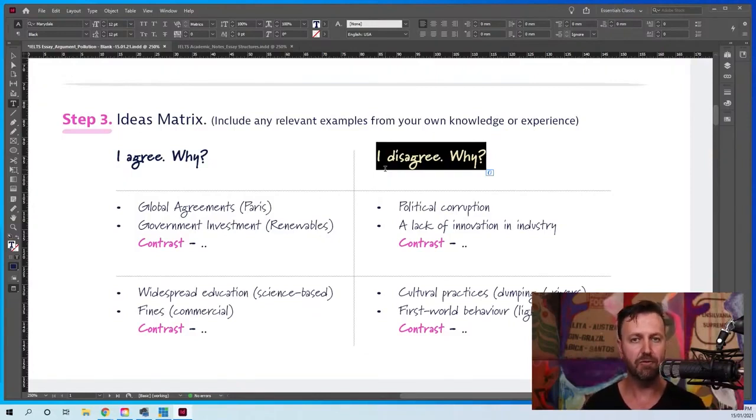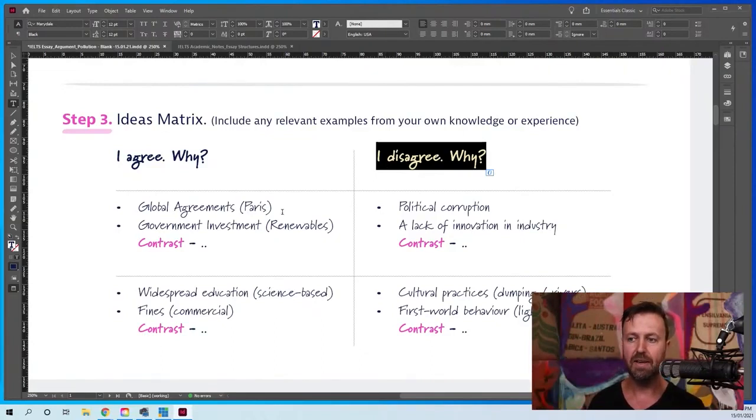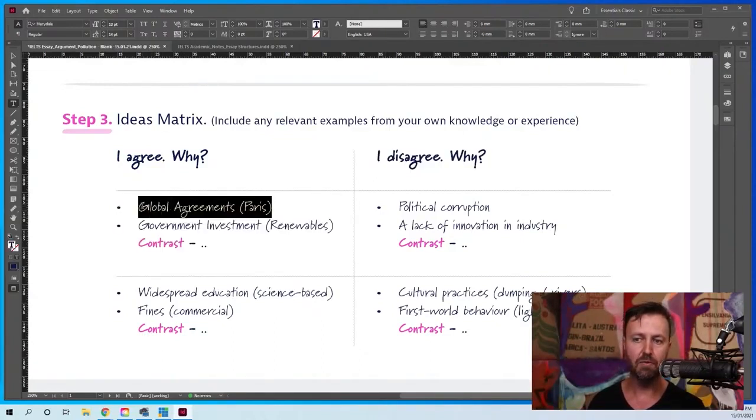you are standing in front of 500 people and you say, "Hi everybody, my name's Adam, and these are my arguments as to why pollution will continue. Number one, political corruption. Number two, a lack of innovation in industry." And then someone from the crowd says, "Yeah, Adam, but." So they're going to challenge me on that point. And I think a good challenge for me right now is something like global agreements. So we can take the idea from the left and put it here on the right.